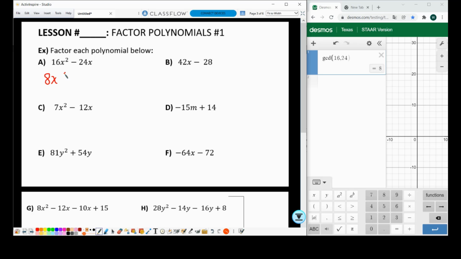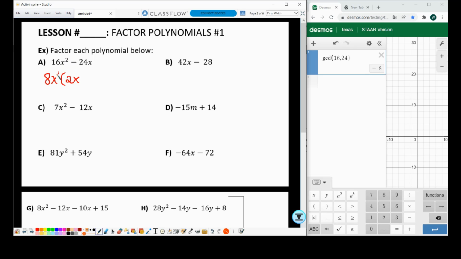Now that I decided what I'm going to factor, I'm going to open a parenthesis and I'm going to proceed by dividing each term by this number that is outside. So 16 divided by 8 is 2. And x squared divided by x is x. Please notice when you divide x squared and x, there's an invisible 1 right here.